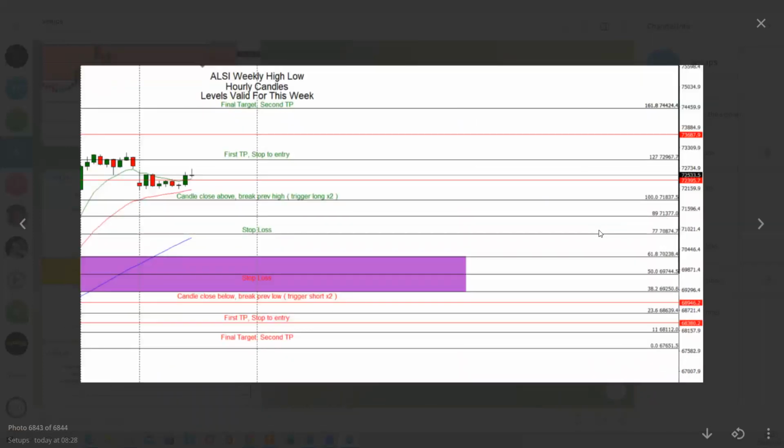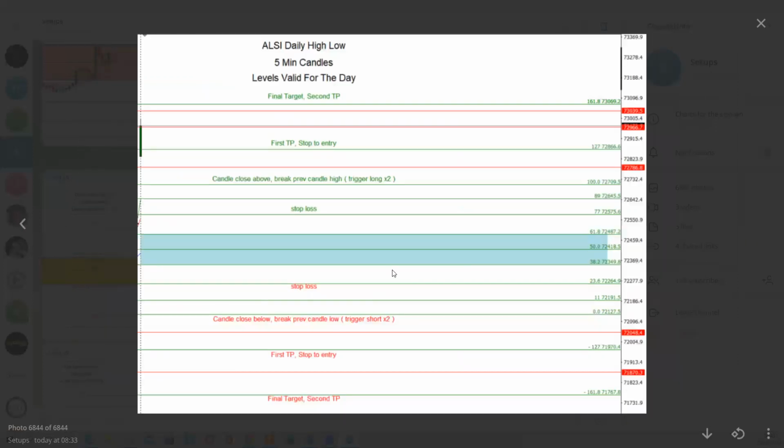On the Aussie weekly high low, currently between levels of 100 and 127. If you look at the moving averages, 8 is above 21, above 50. That's indicating trend is up. But there's no more triggers to the upside, so we need to wait for a moving average crossover. So 8 cross 21 to the downside, and with that, a candle close below 38.2, break previous candle low to aim for the 23.6 first TP, 11 second TP, stop loss being at the 50. Remember, guys, same rules apply with the red lines.